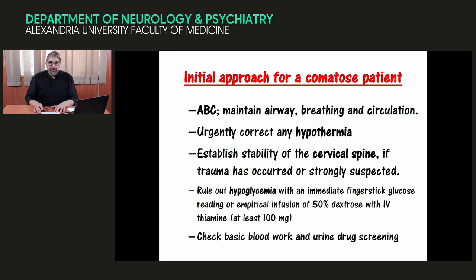So what is the initial approach? What is the initial approach for a comatose patient? As we said, the ABCs are important, maintaining airway, breathing, and circulation. It will be mentioned in details in the next lecture, in the next slide, I'm sorry. And as we said, urgently correct any hypothermia, any hypoglycemia, rule out hypoglycemia with an immediate finger stick glucose reading or empirical infusion of 50% dextrose with intravenous thiamine.